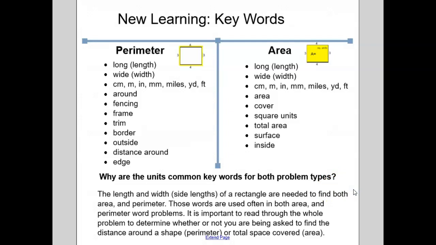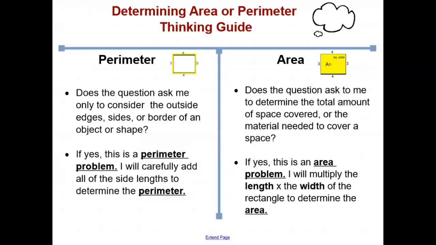Exactly, because to determine area and perimeter, you need to know the side lengths, and length and width refer to the side lengths of the rectangle. So those words are used often in area and perimeter word problems, but it's so important to carefully read the whole problem and the context to determine whether you're asked to find the total distance around a shape or perimeter, or the total space covered, which is area. This is going to be incredibly helpful for us today.